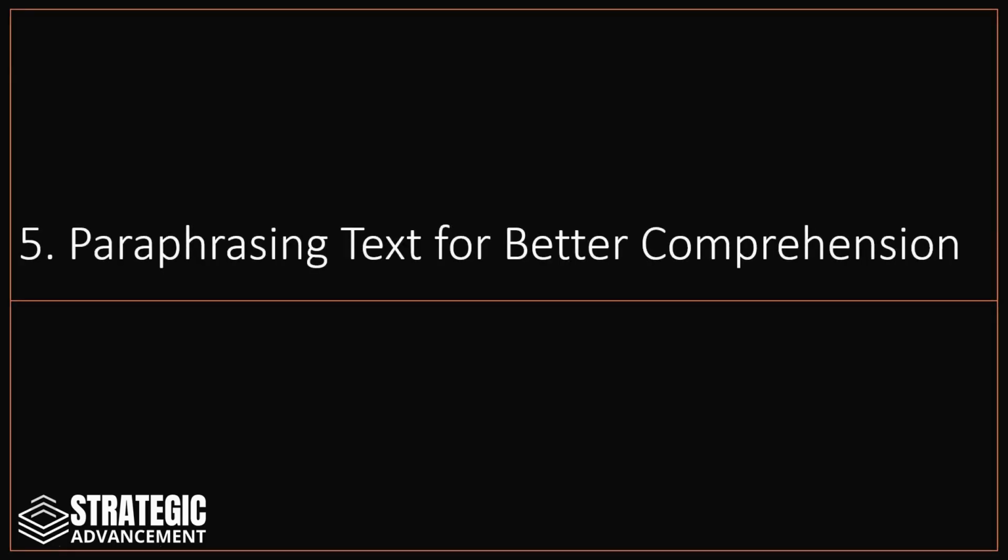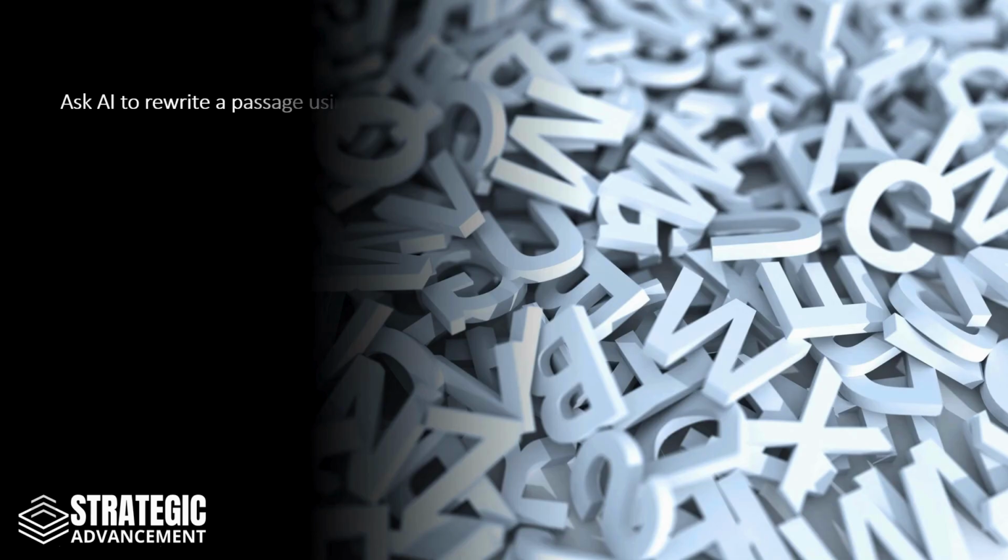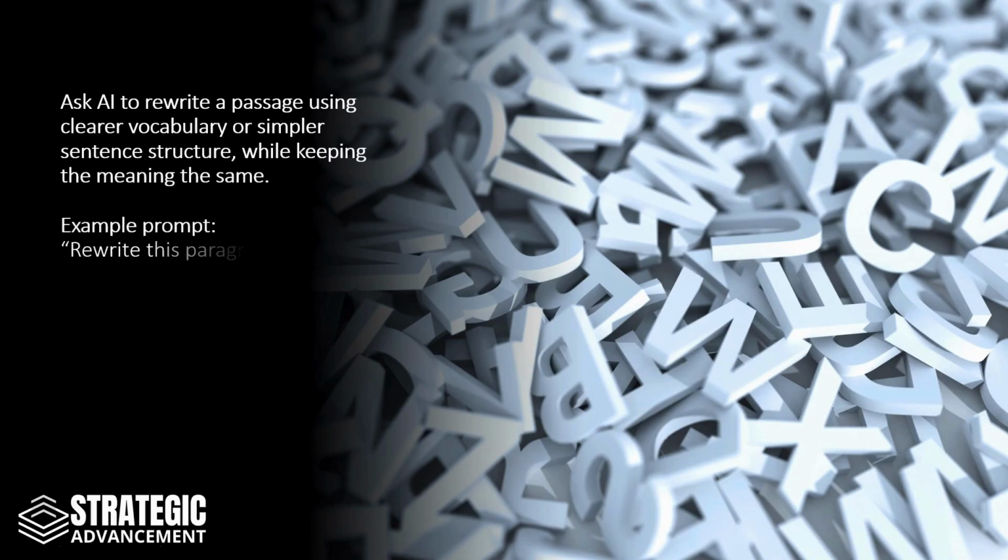Sometimes a passage feels confusing, not because the ideas are difficult, but because the wording is dense or unfamiliar. AI can help by rewriting the same idea in clearer, more accessible language. This gives students a second version of the text to compare, helping them unlock meaning while still engaging with the original passage. Here are three quick examples of how students might use AI to paraphrase text in ways that strengthen understanding. Ask AI to rewrite a passage using clearer vocabulary or simpler sentence structure, while keeping the meaning the same.